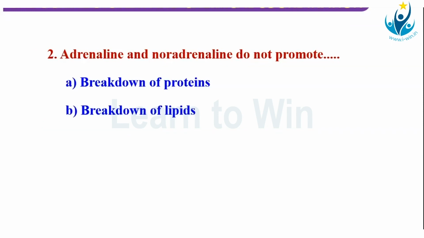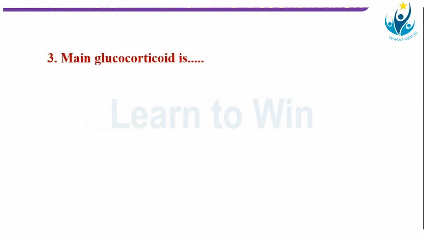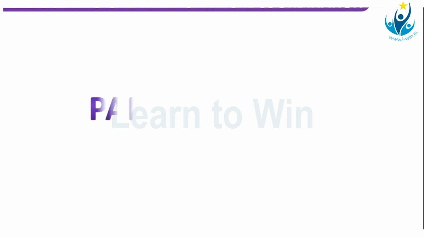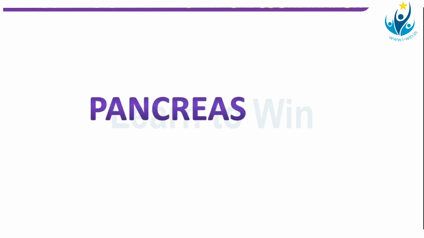Adrenaline and noradrenaline do not promote breakdown of proteins, breakdown of lipids, glycogenesis, or glycogenolysis. What does it not promote? It does not promote glycogenesis. Okay, it does not promote the conversion of glucose to glycogen. Rather, it helps in the breakdown of the glycogen. Okay, the main glucocorticoid is insulin, glucagon, cortisol, or aldosterone. It is cortisol. Right, now let us go to the next gland, that is pancreas.